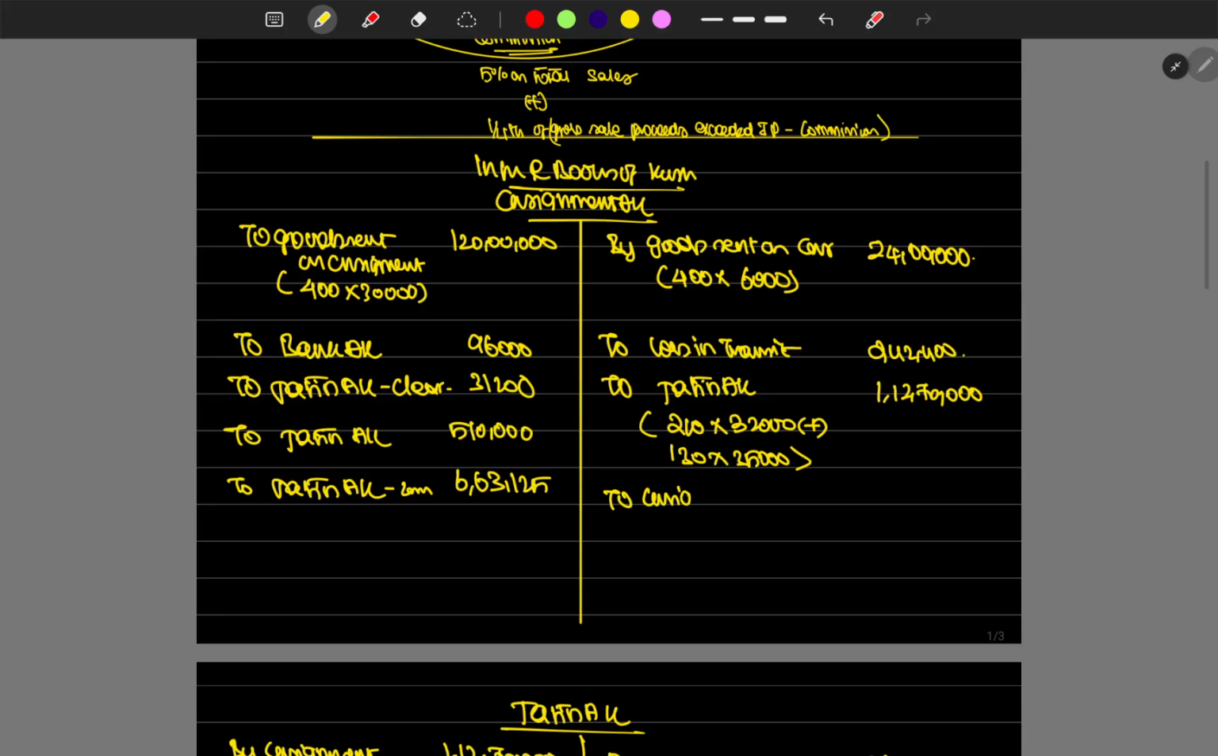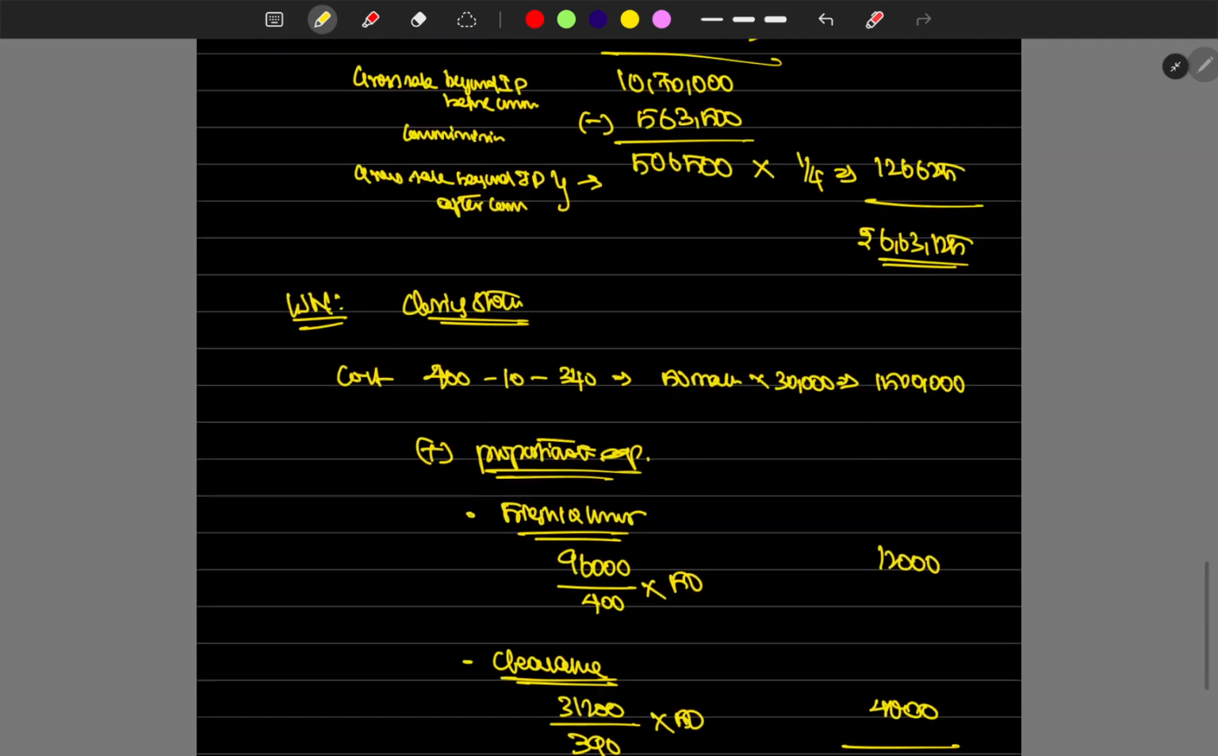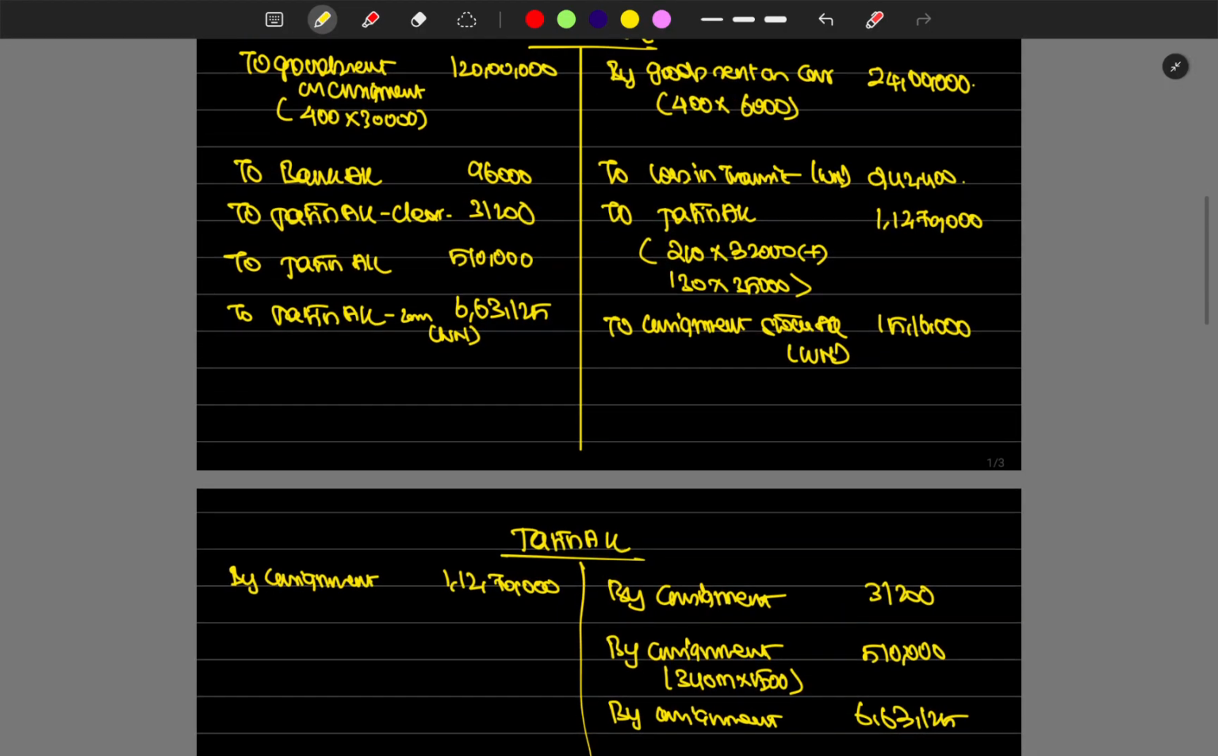To consignment stock, which is closing, working note for hotels, working note. Okay, what's the amount? 15 lakh 16,000, right? 15 lakh 16,000. Okay, what's the stock reserve inside the consignment stock, which is 50 machines into 6,000, 3 lakhs.